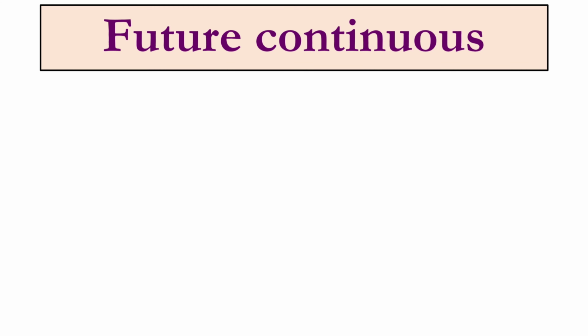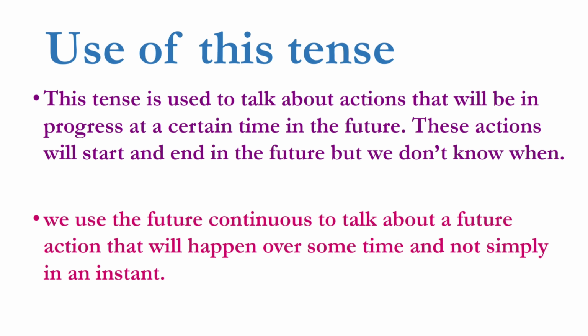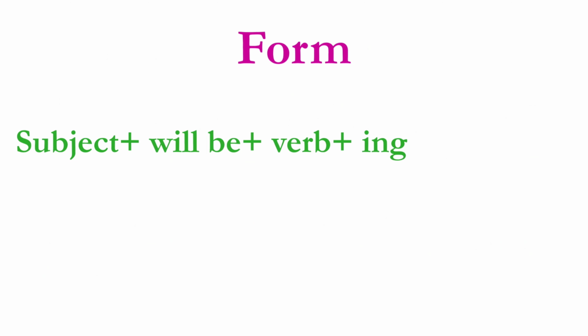The next one is future continuous. This tense is used to talk about actions that will be in progress at a certain time in the future. These actions will start and end in the future, but we don't know when. We use the future continuous to talk about a future action that will happen over some time and not simply in an instant. The form of this tense is subject plus will be plus verb plus ing.